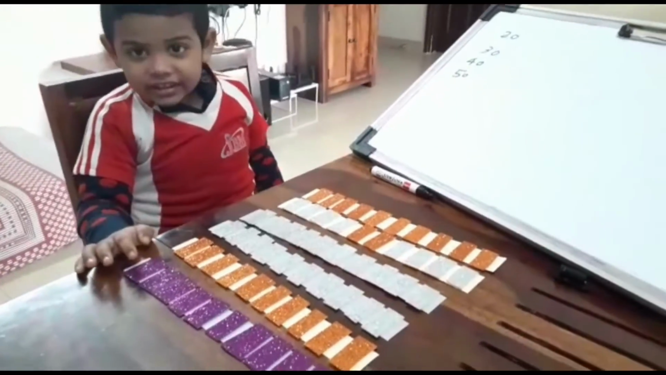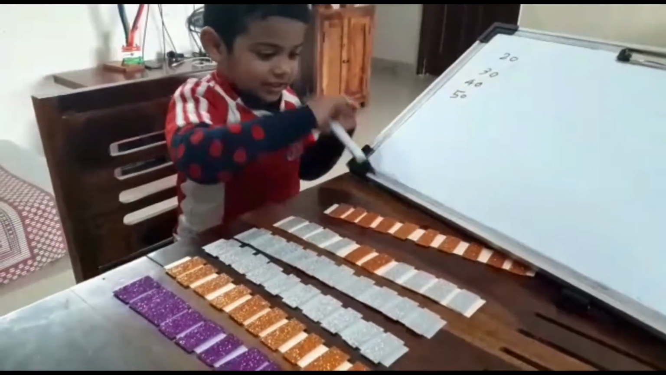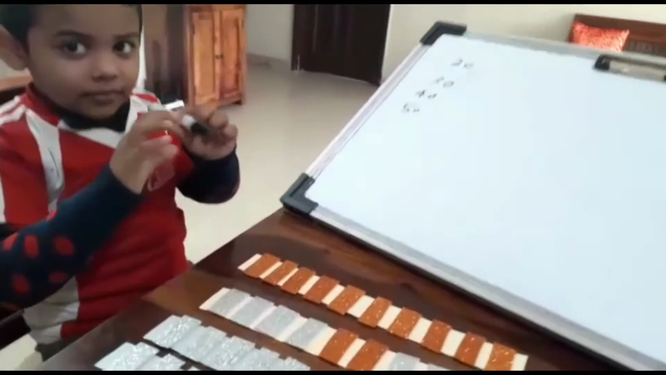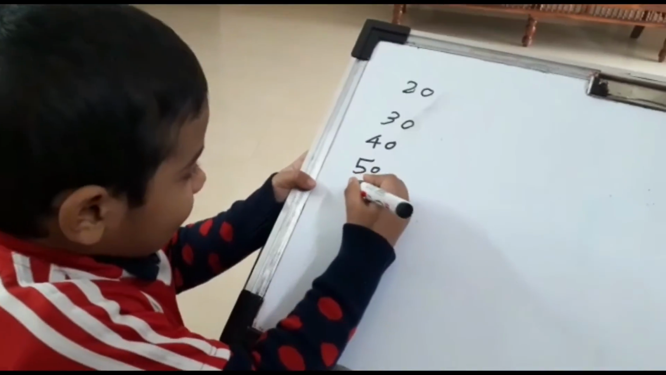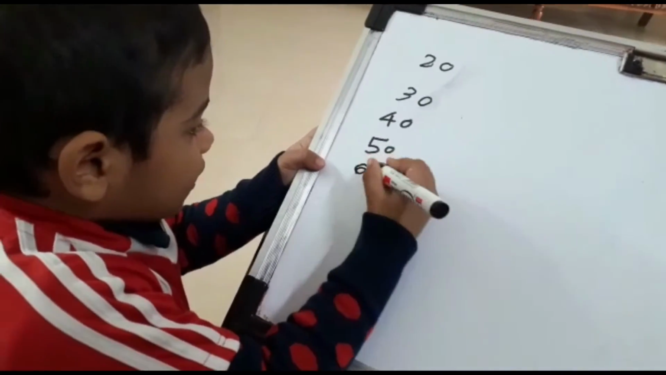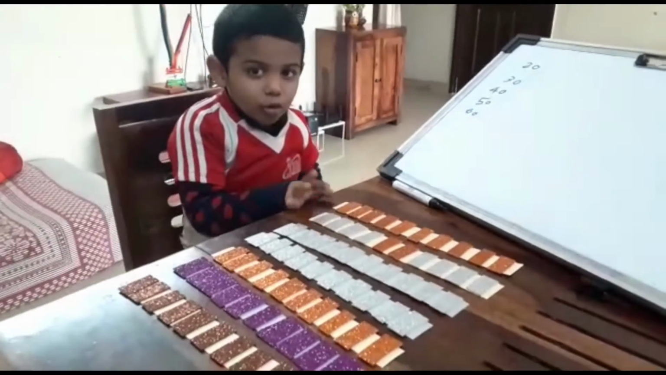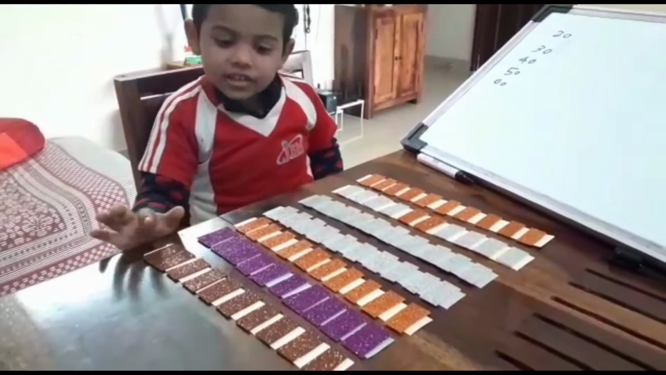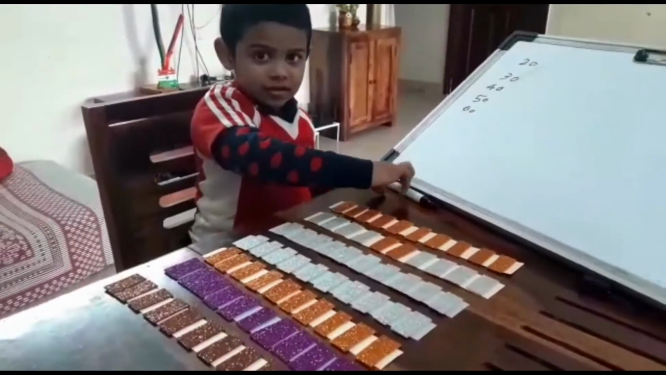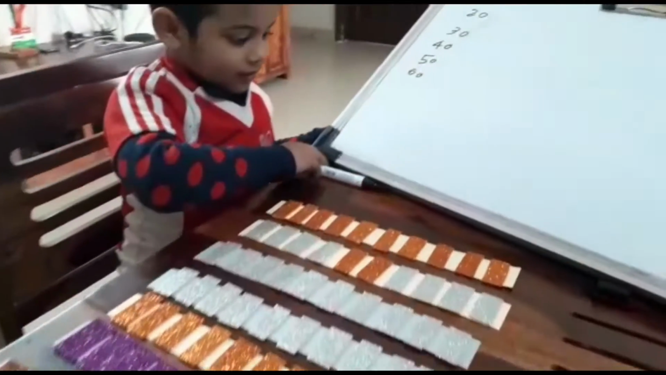1, 2, 3, 4, 5, 6. So 6 tens will make? 60. How would you write 60? 6 and 0. 2, 3, 4, 5, 6, 7. So 7 tens make it? 70. How do you write 70?